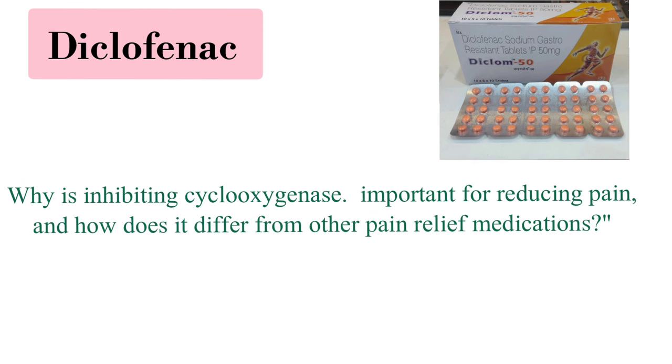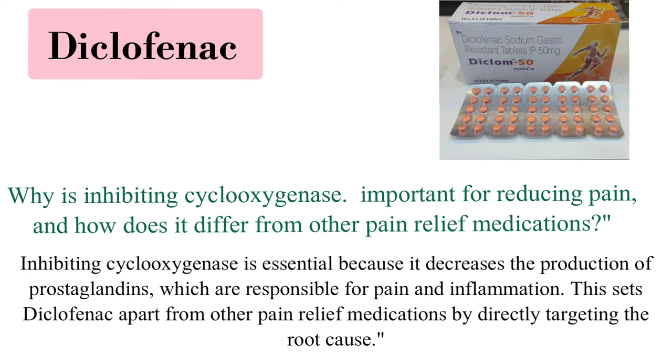Why is inhibiting cyclooxygenase important for reducing pain, and how does it differ from other pain relief medications? Inhibiting cyclooxygenase is essential because it decreases the production of prostaglandins, which are responsible for pain and inflammation. This sets Diclofenac apart from other pain relief medications by directly targeting the root cause.